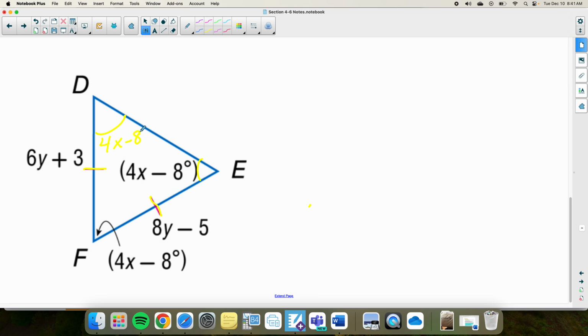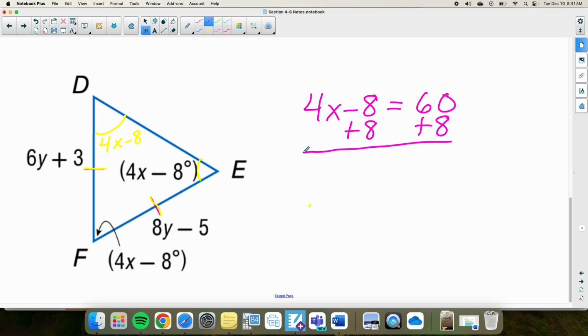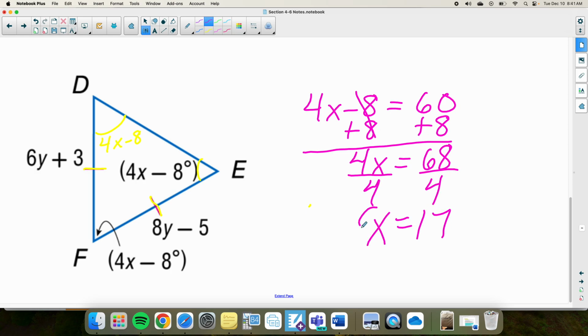60, right? If their three sides are equal and the three angles are equal, each angle would be 60. So what I would do there is I would just say 4x minus 8 equals 60. Add 8, and 4x would be 68. Divide by 4, and x is 17.